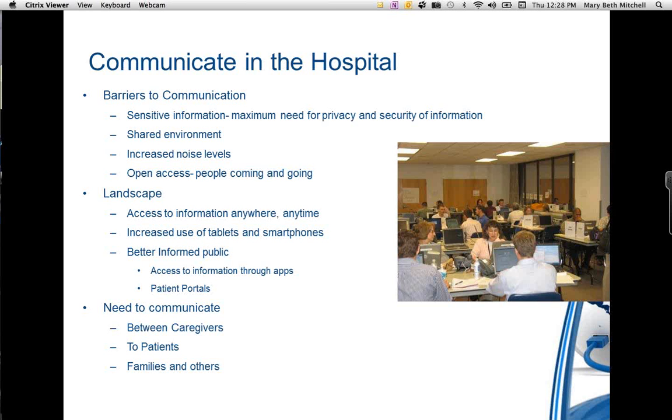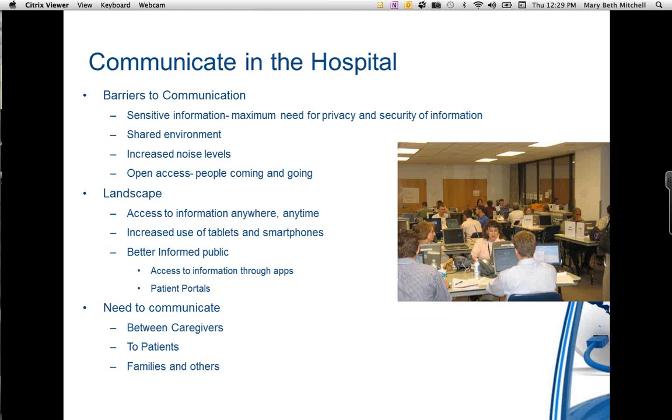And then we also have increased noise levels, and the need for patient privacy as we talk within departments creates a barrier. And then we've got people coming and going all of the time. So all of those things affect our ability to communicate with each other. And this isn't just within nursing and IT, it's really just communication between departments as well.